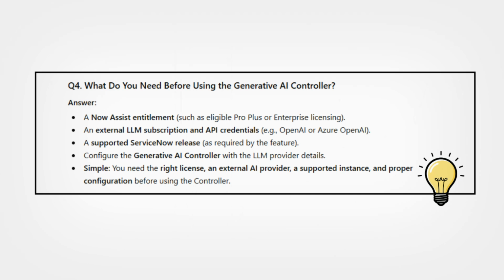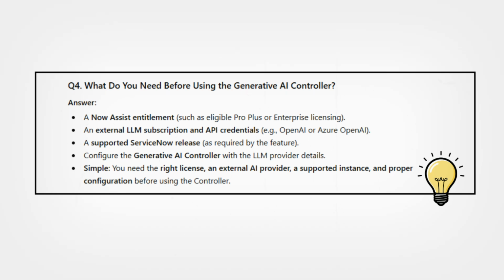Question number 4. What do you need in place before you can call or use generative AI controller in a customer instance? This is important because you must know the prerequisite. Okay, very practical question. So to use generative AI controller, you need a few things already lined up. Number 1, you need right entitlements such as Pro Plus or enterprise level SKUs and a Now Assist entitlement. The controller is not a standalone free plugin. Keep this in mind. Okay. It comes bundled with Now Assist for specific products.